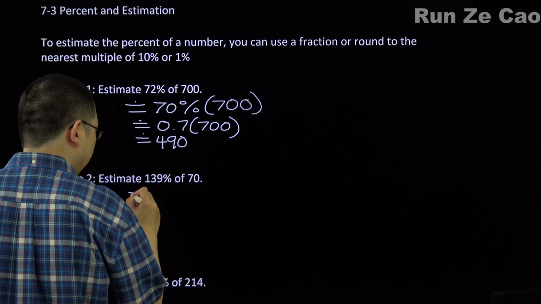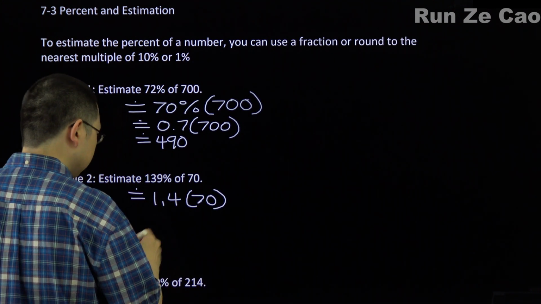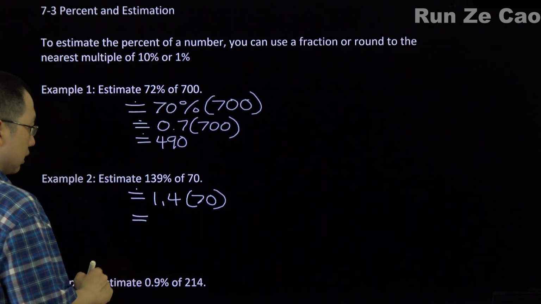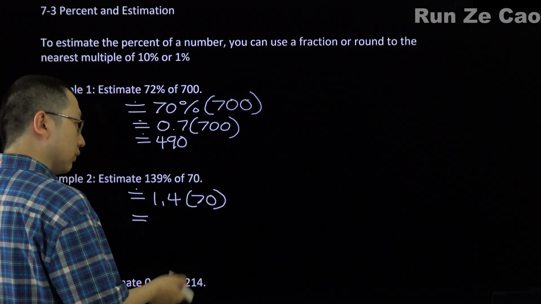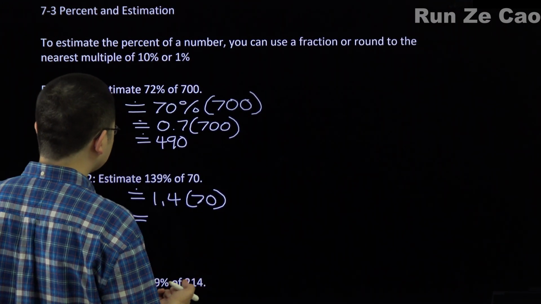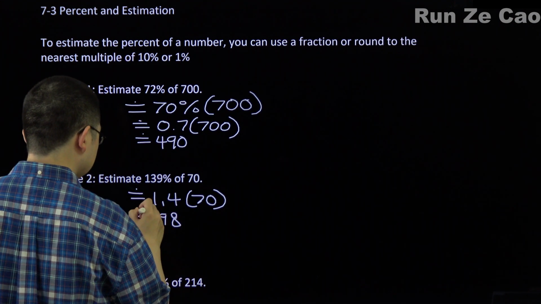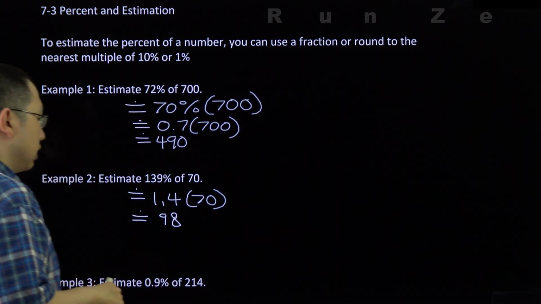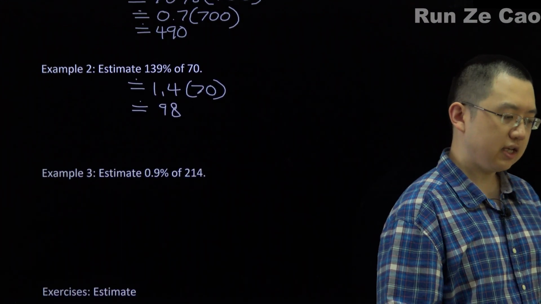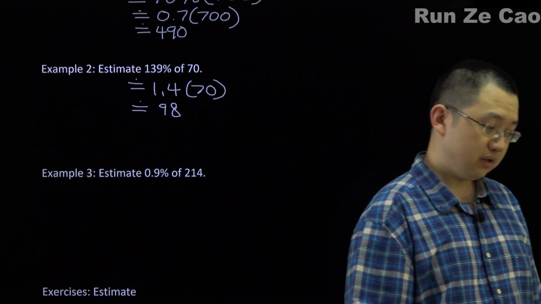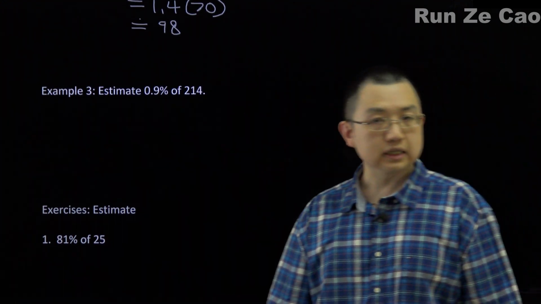139% of 70, well, that's approximately 1.4 times 70, which is 7 times 14, or 7 times 7 times 2, so 49 times 2, which gives us 98. This is an approximation. It's reasonably close. It's 1% of 70, i.e. 0.7 off. Now let's estimate 0.9% of 214.